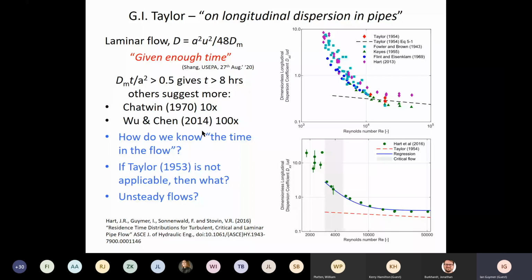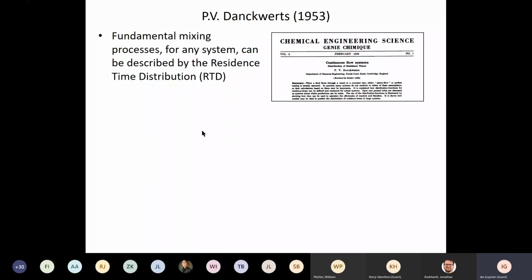At the same time, at the University of Cambridge in the UK, we had another professor, this time sitting in the chemical engineering department, who was suggesting that if you want to be able to describe the fundamental mixing processes for any system, you need to be able to get this residence time distribution. And so what we've done is we've taken this approach and compared it to some of our data.